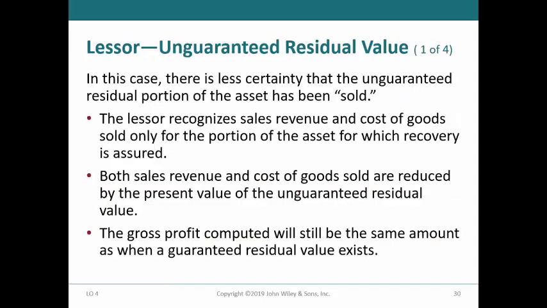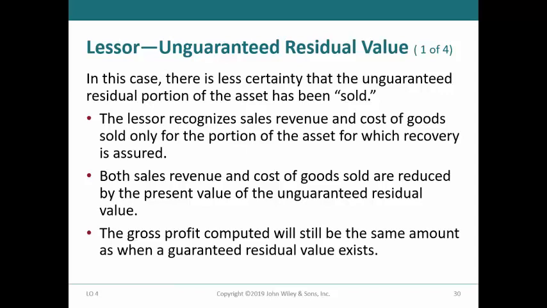However, there is a difference in the recording of the sales and cost of goods sold amounts when there is an unguaranteed residual value. The lessor will reduce both the sales revenue and the cost of goods sold for the present value of an unguaranteed residual value. The reason that the present value of the unguaranteed residual value is subtracted is because the lessor cannot be sure that this amount will be recovered when the item is returned.